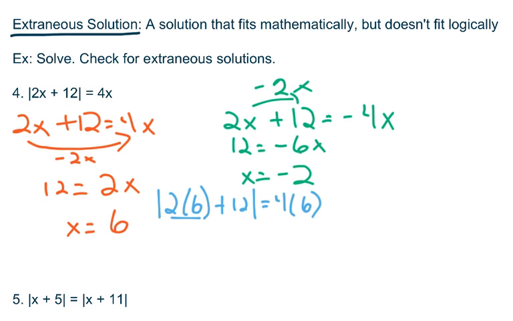2 times 6 is 12, plus 12 gives me the absolute value of 24. 4 times 6 is 24. The absolute value of 24 is 24, so that one checks out. I'm going to check the green one in yellow.